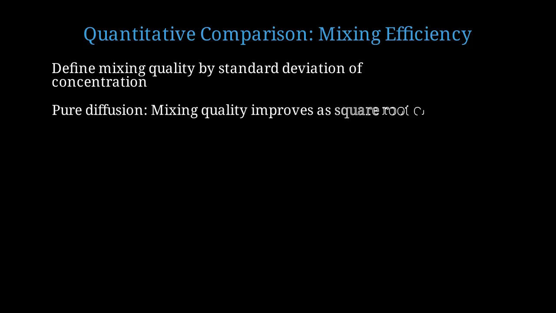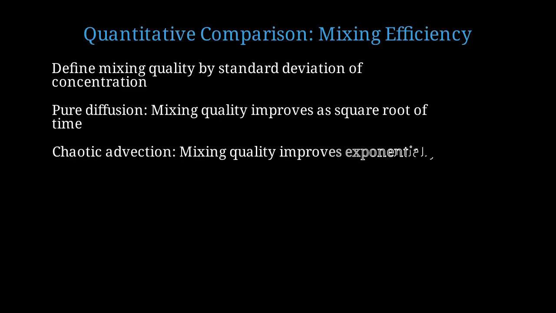With pure diffusion, the mixing quality improves as the square root of time. This is slow, following the square root scaling of diffusion. With chaotic advection, mixing quality improves exponentially with distance downstream. Each fold doubles the number of layers, leading to exponential improvement. The concentration standard deviation sigma decreases as e to the minus x over lambda, where lambda is the characteristic mixing length.